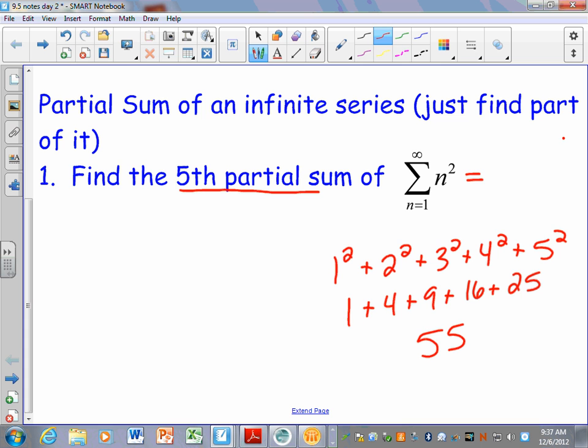I think that's 55. Because 9 plus 16 is 25, plus 25 is 50, plus 5 is 55. That's not so bad, yes? Partial sum. It's just kind of one more little vocab thing.